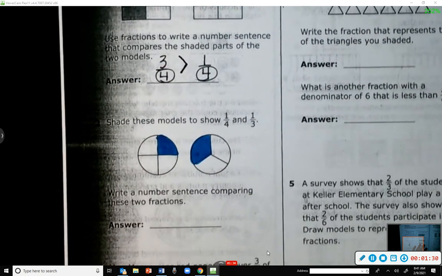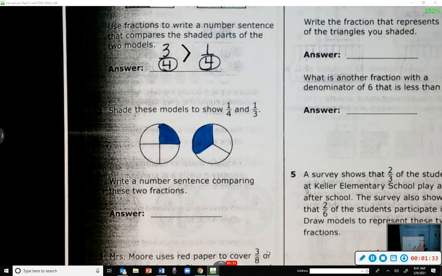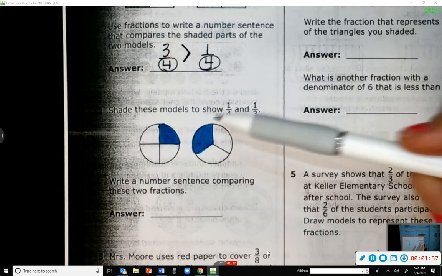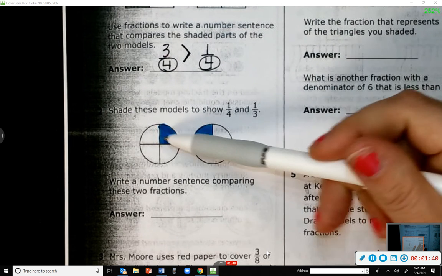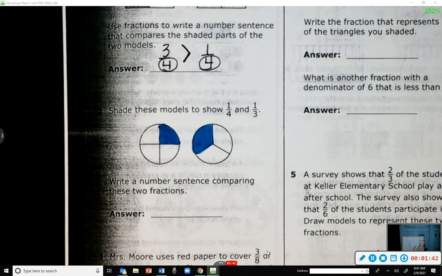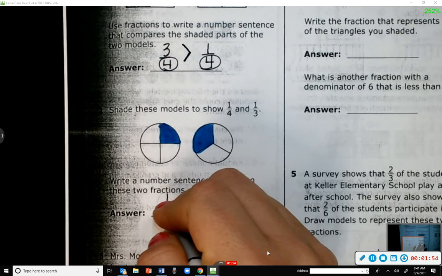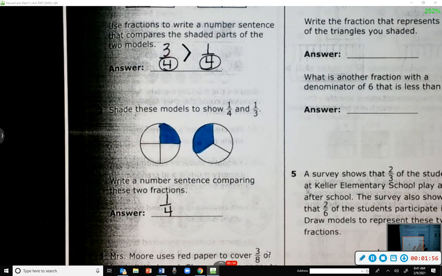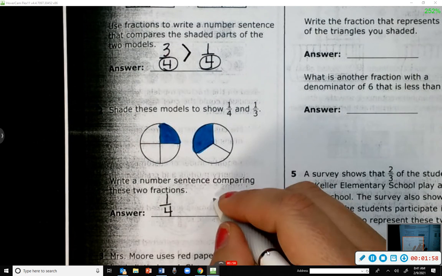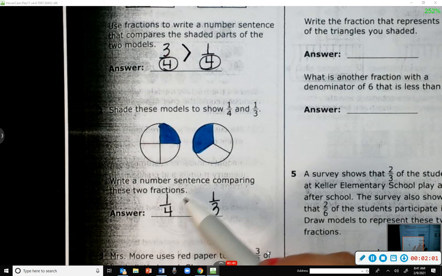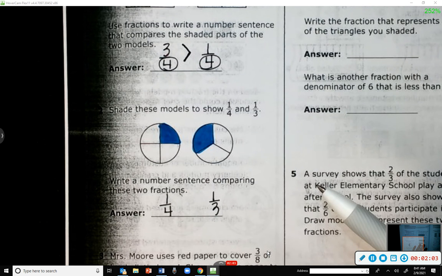Okay. Number 2, shade these models to show 1/4 and 1/3. So if you shaded these, it would already look like this. I've already shaded mine. So what number sentence should we put? What should I start with? Bryson? 1/4. Okay, so you think our symbol should be going open towards 1/4.